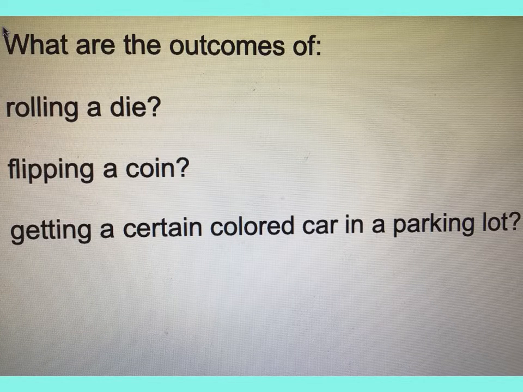Okay, so now we're going to see if you can just answer some questions. If I just asked you, what are the outcomes of rolling a die? What would you say? Raise your hand. Good. Hopefully you said the outcomes would be a 1, 2, 3, 4, 5, or 6, because that's what's going to happen when you get a die. How about flipping a coin? Raise your hand. Hopefully you said heads or tails.